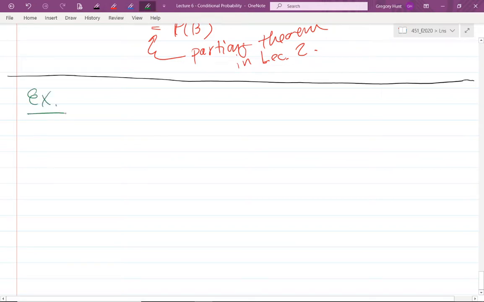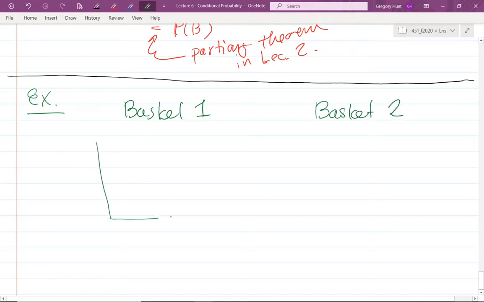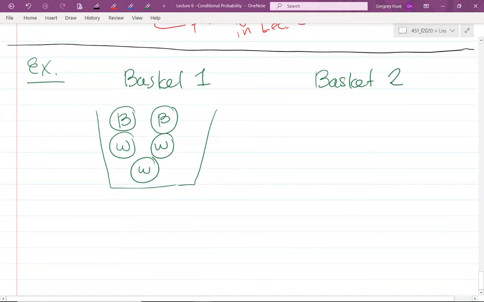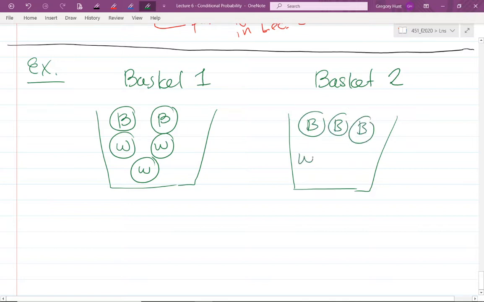Okay, here's my example. I'm going to have two baskets. Basket one, basket two. Basket one is going to have some colored balls in it: two black balls, three white balls. And basket two is going to have a different distribution of balls: three black balls and two white balls.